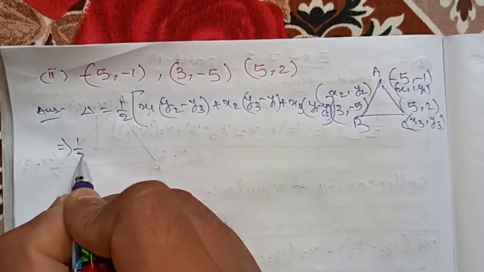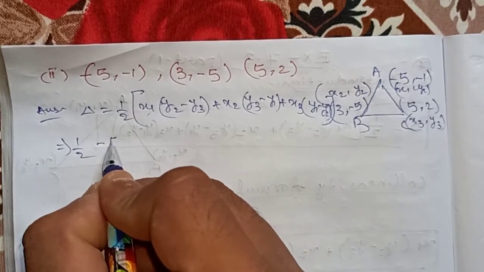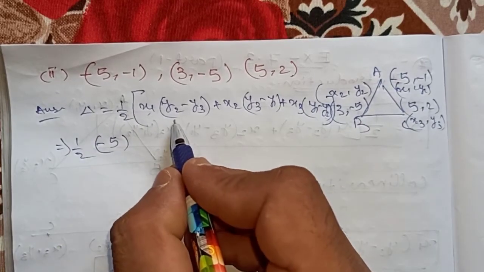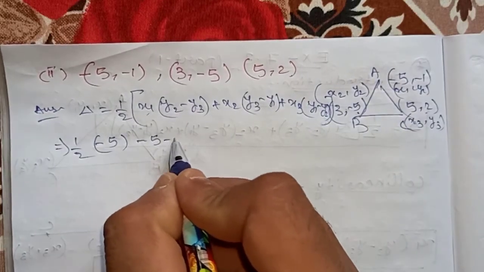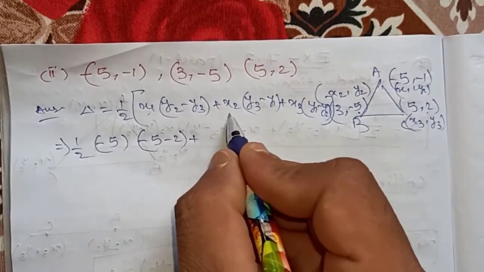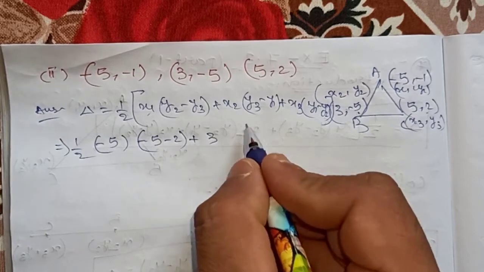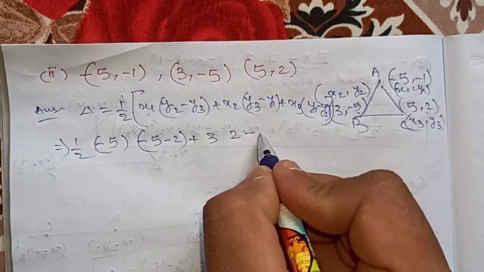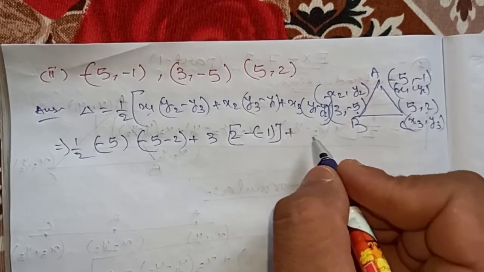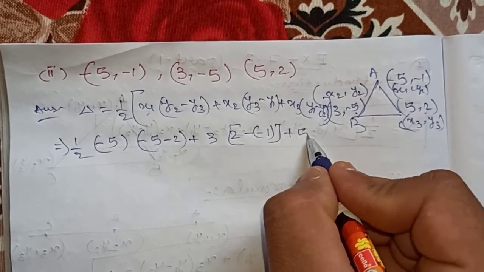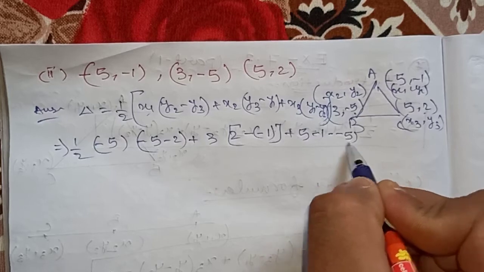Okay, substitute the values here. x1 is minus 5, write it inside the bracket. y2 minus y3 is minus 5 minus 2, plus x2 is 3, y3 is 2, 2 minus minus 1 inside the bracket, plus x3 is 5, minus 1 minus minus 5.